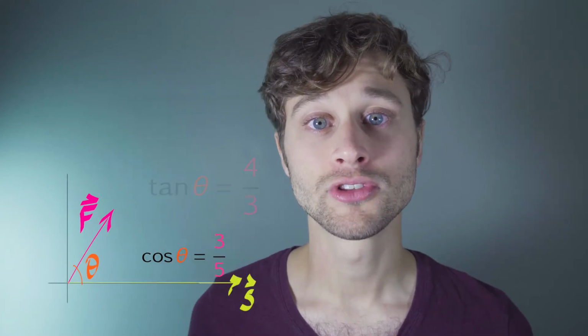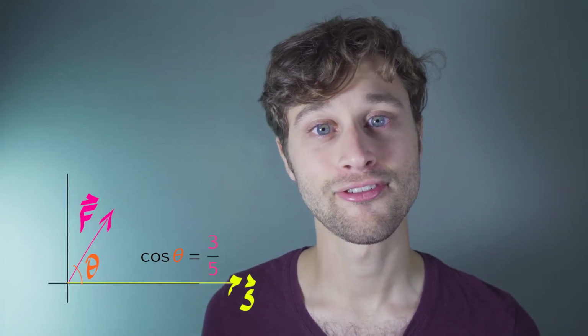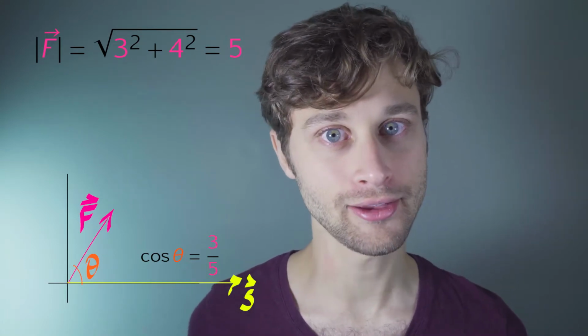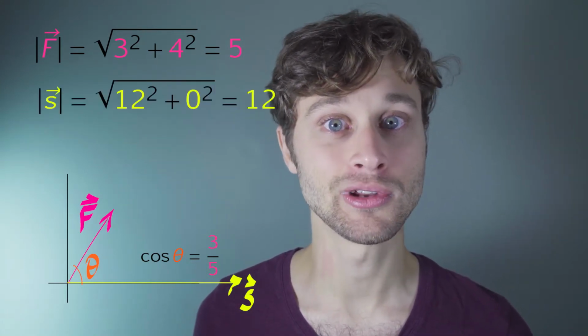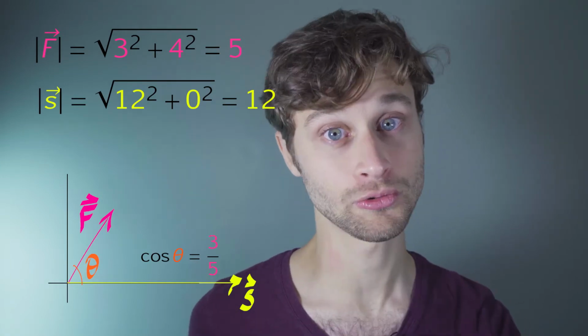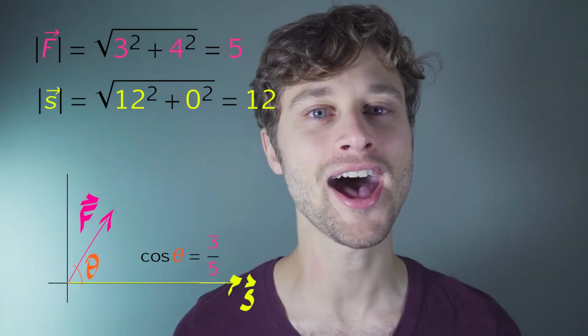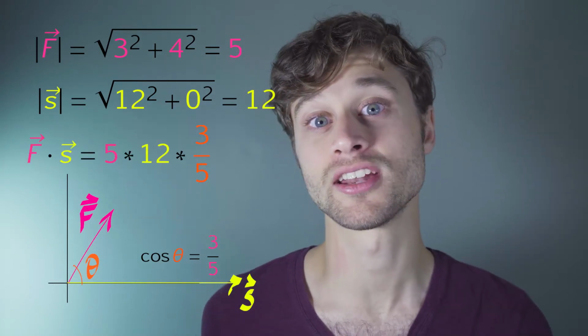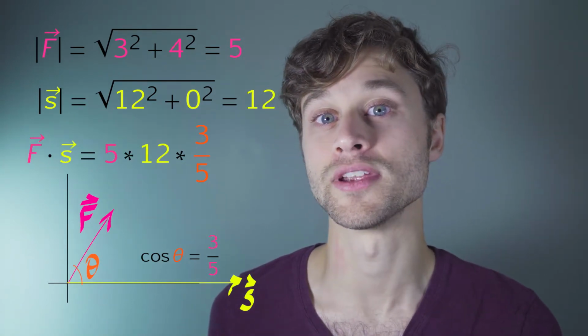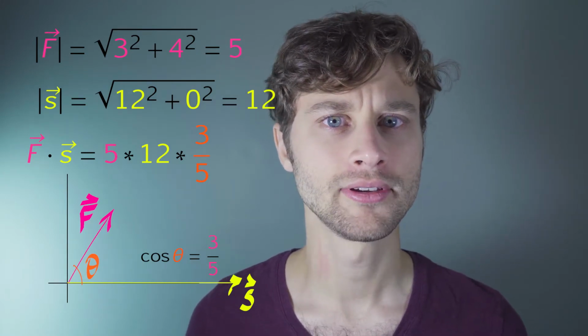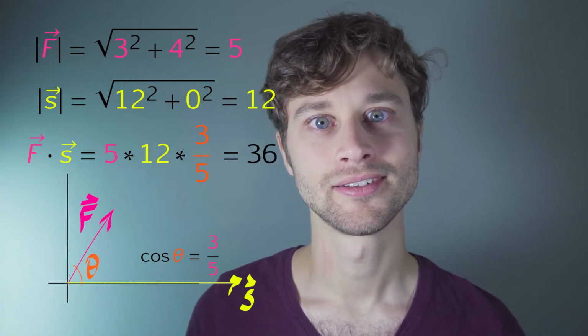Quickly finding the magnitude of the two vectors, we find that F has a magnitude of the square root of 3 squared plus 4 squared, which is equal to 5. And S has a magnitude of the square root of 12 squared plus 0 squared, which is just equal to 12. So multiplying all that together, I get 5 times 12 times the cosine of theta, which is, as we found, 3/5. So 5 times 12, 60 times 3/5 is just 36. It's the same answer.